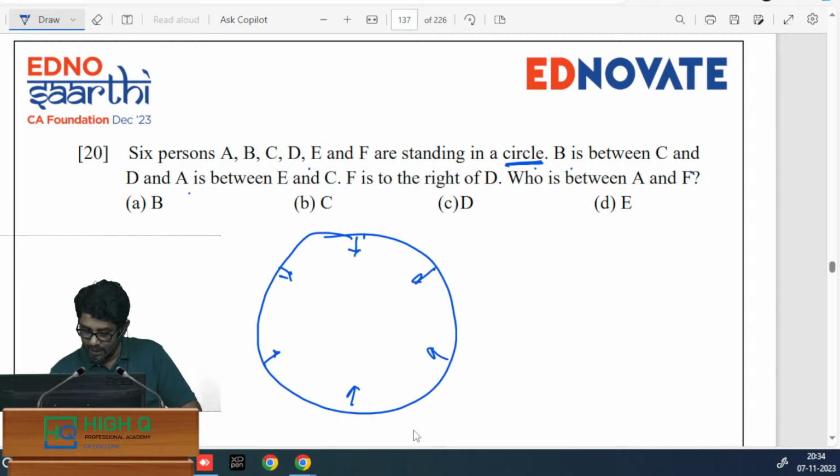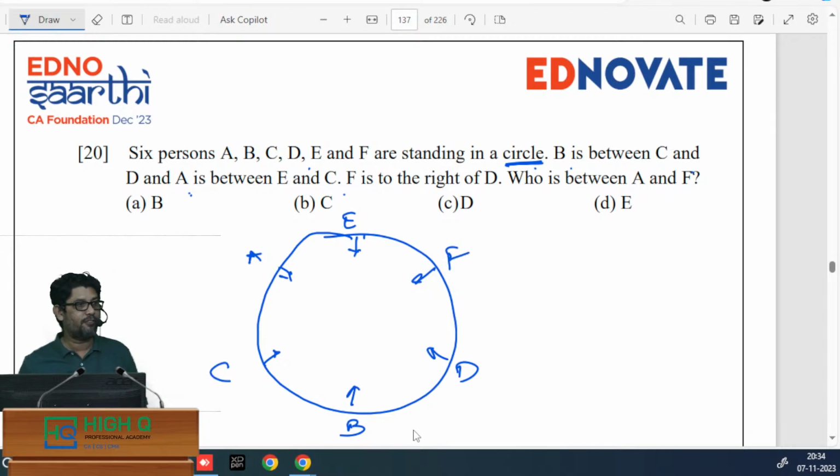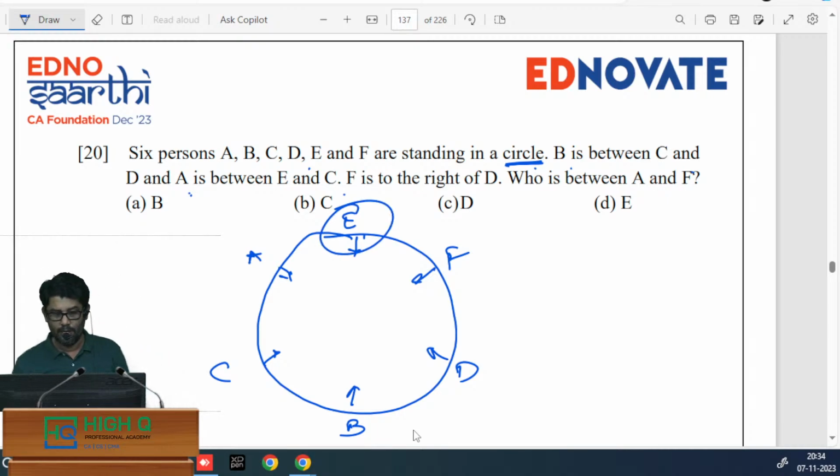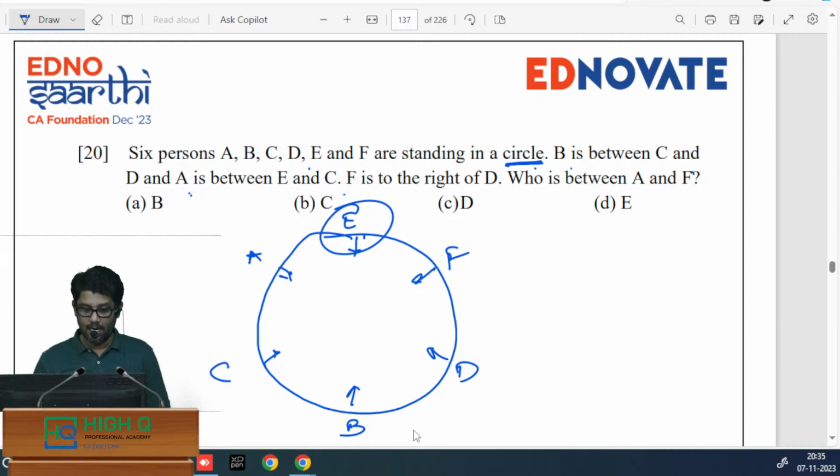Now, what is it? B is between C and D. A is between E and C, for example. F is to the right of D. I think this arrangement is perfect. Now, who is between A and F? E. Why is everyone giving me F? Oh, acha, previous question answer. Okay, 20th question. E is the right answer. Am I right, my dear? Option D.